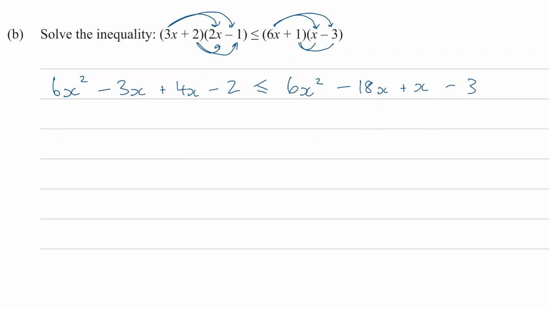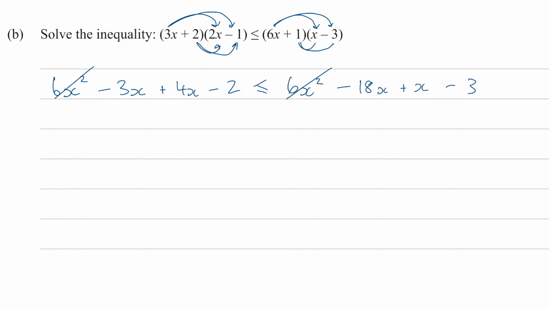Alright, straight away I notice we have 6x squared on both sides of the equation, of the inequation, excuse me. So we can subtract 6x squared from both sides, which effectively cancels those out. Because if we subtract 6x squared on the left-hand side, 6x squared minus 6x squared is 0. Same with the right-hand side.